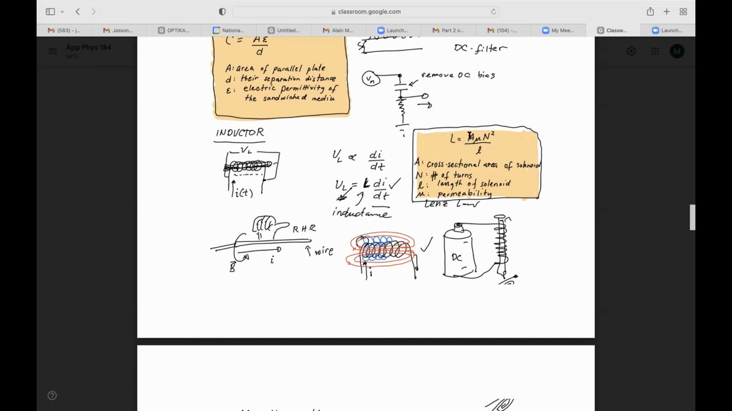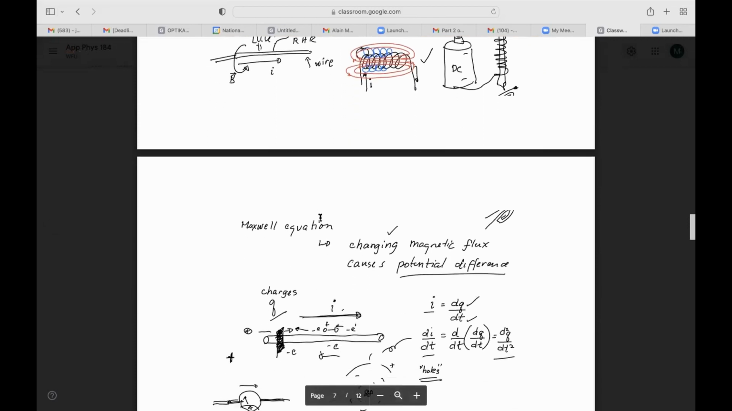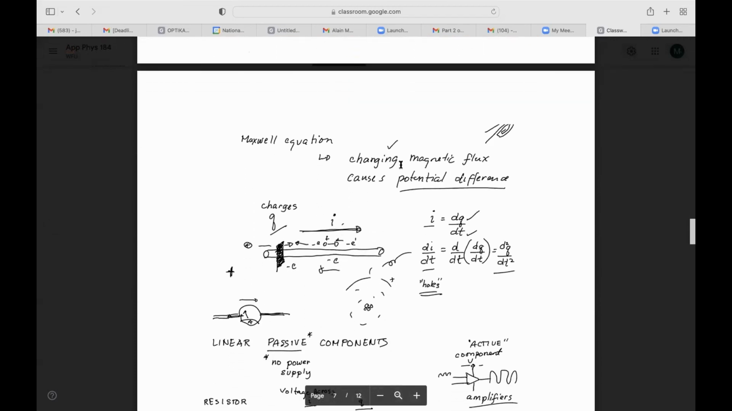It's proportional to the cross-sectional area of the looped wire, which is also known as a solenoid. It's proportional to the square of the number of turns. It's inversely proportional to the length of the solenoid or the coiled loop of wire. And there's a proportionality constant called the permeability. This is a property of the inductor itself. All the rest are geometric properties. So essentially, please remember, changing magnetic flux causes a potential difference.